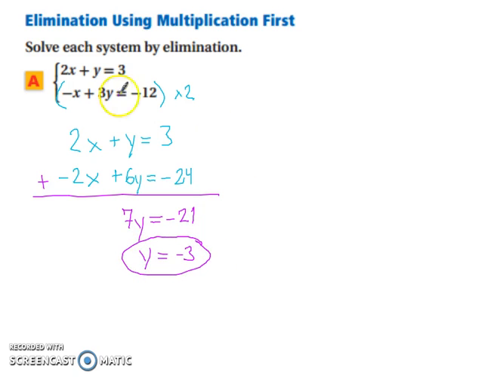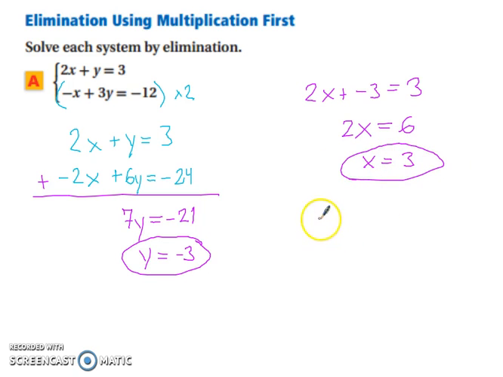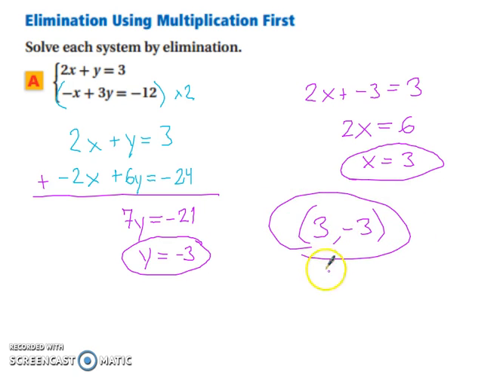Take your y value and substitute it back in. So we have 2x plus negative 3 equals 3. Add 3 to both sides, so we have 2x equals 6, so therefore x must equal 3. Last step, to write it as a coordinate, so we have 3, negative 3.